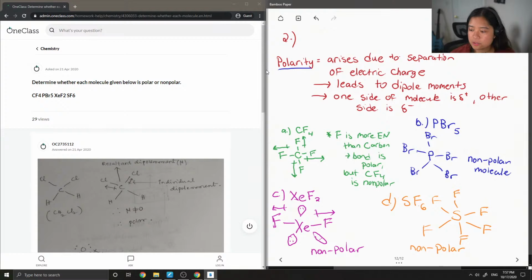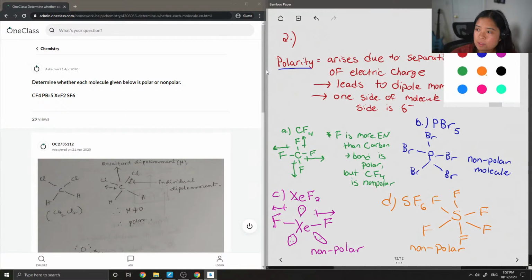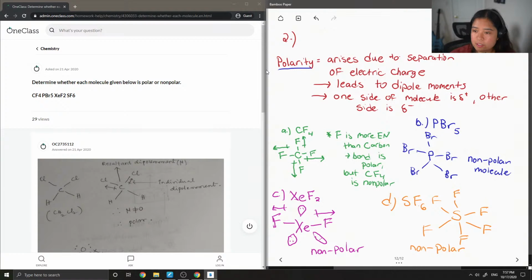So these are all examples of nonpolar molecules, but I guess I'll just show what a polar molecule would look like. So we can do everyone's favorite, which is water. So you have a more electronegative oxygen and lower electronegative hydrogens. So this side has a slightly positive charge, and the side with the oxygen, which is more electronegative, is more partially negative. So this would be an example of a polar molecule.